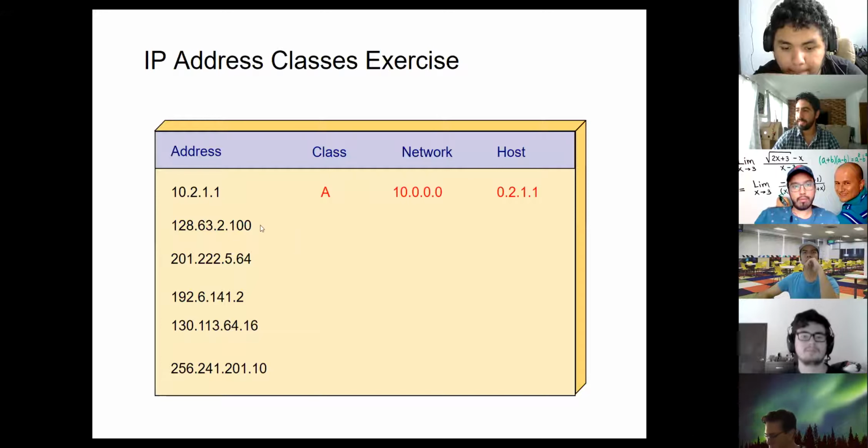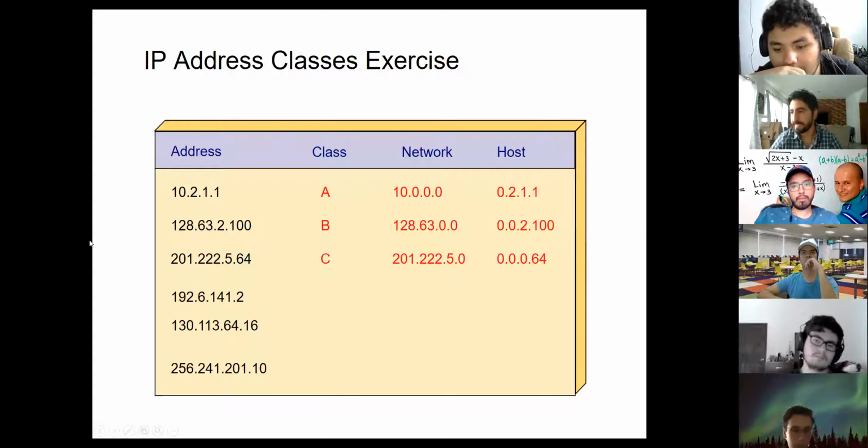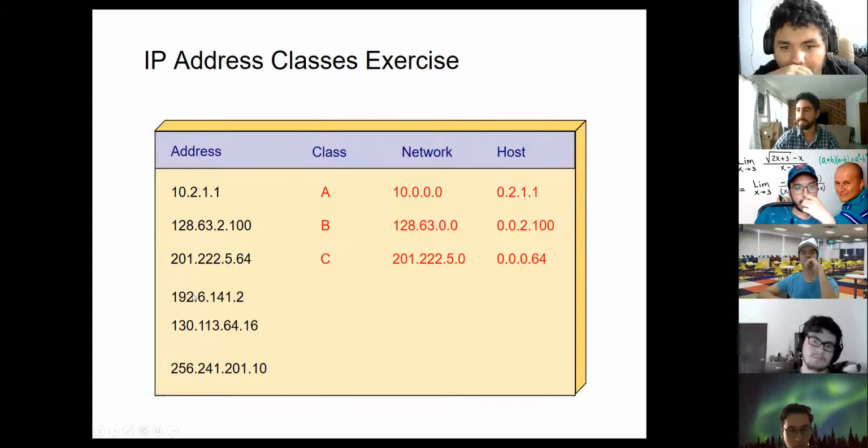So this one, you said B, the network part is 128.63. And the host part? 2.100. So this one is class C, okay. This one? B, if I... That's C again, right? This is C again, right?